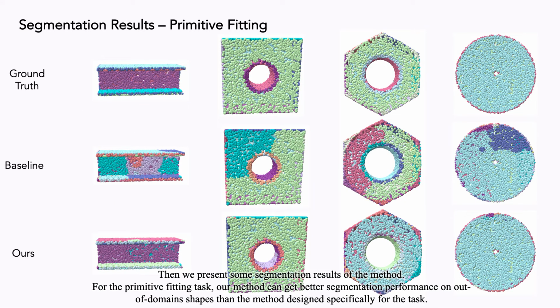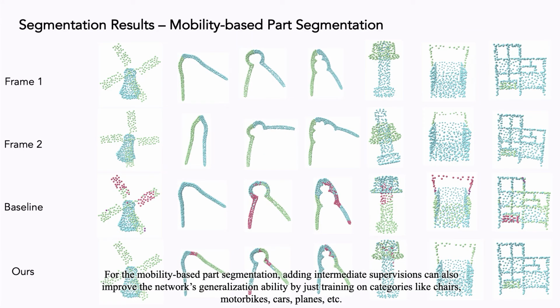Then we present some segmentation results of the method. For the primitive fitting task, our method can get better segmentation performance on out-of-domain shapes than the method designed specifically for the task. For the mobility-based part segmentation, adding intermediate supervisions can also improve the network's generalization ability by just training on categories like chairs, motorbikes, cars, planes, etc.